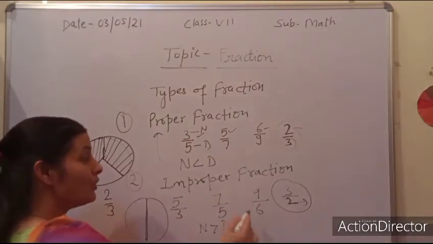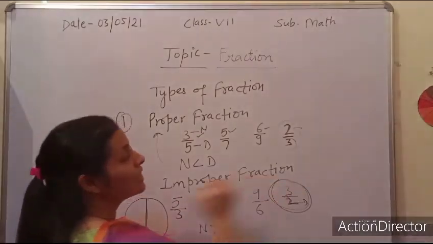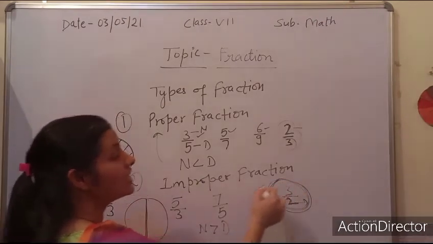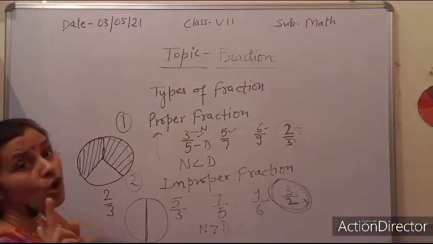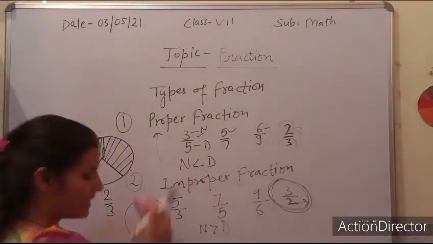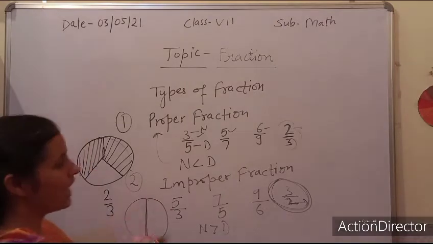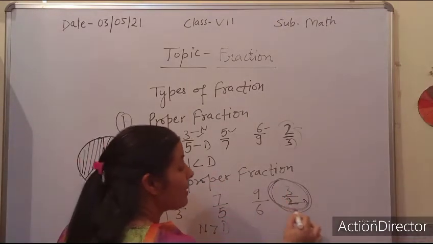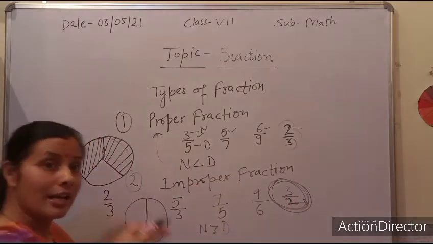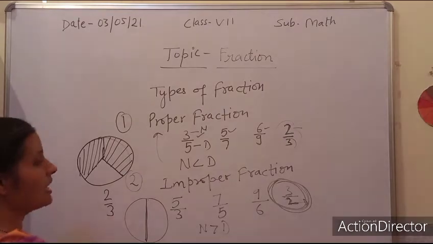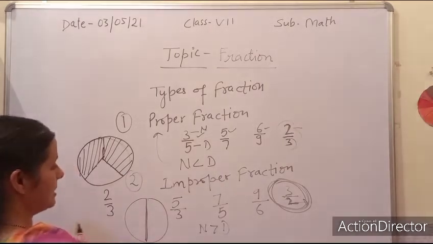So what to do to escape this kind of situation? We have to change it into a mixed fraction, which is the third type of fraction. Understood, beta? Understood the concept of proper and improper? I hope you understand. Now first we will convert it into a mixed fraction, that is the third type of fraction. Now what does mixed fraction mean? I am rubbing this.